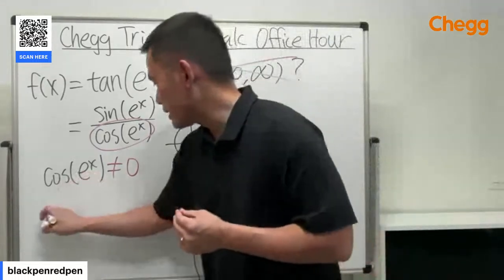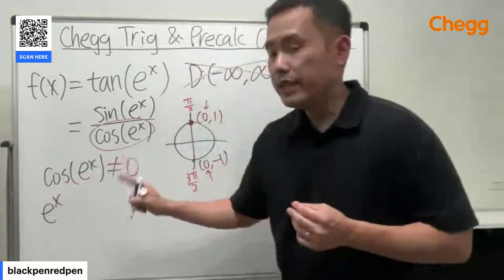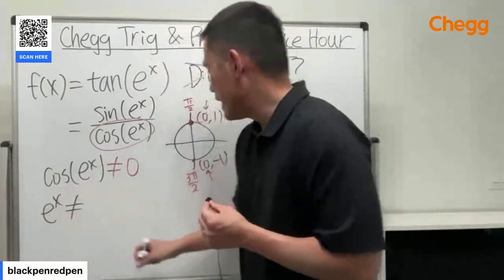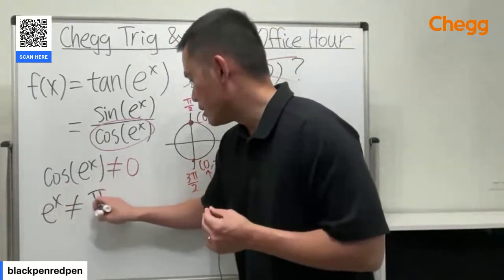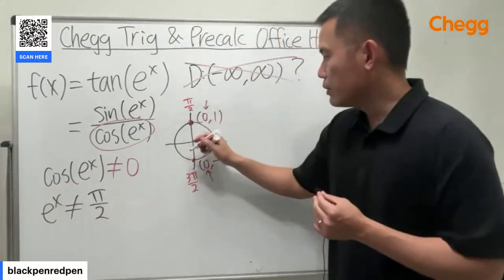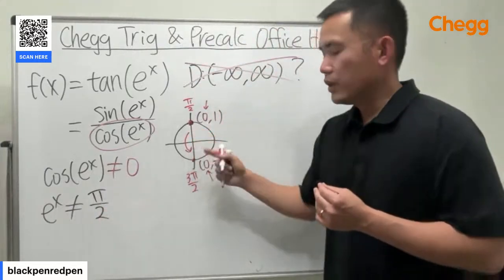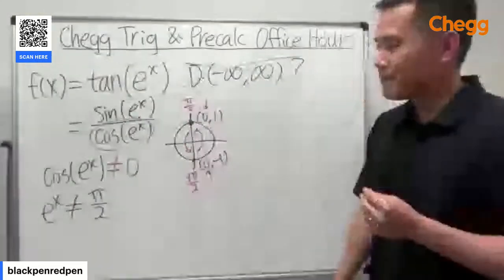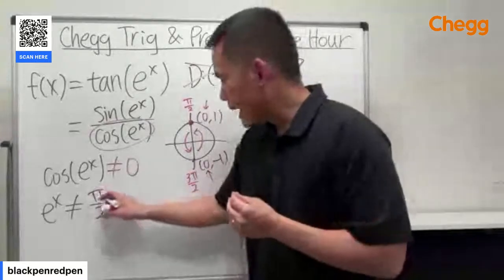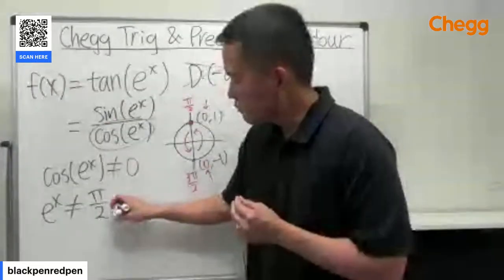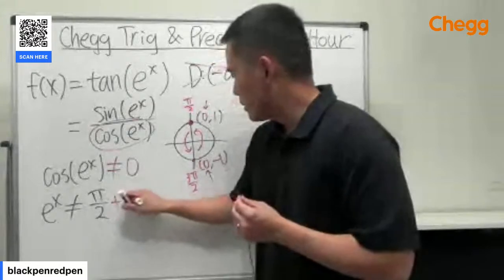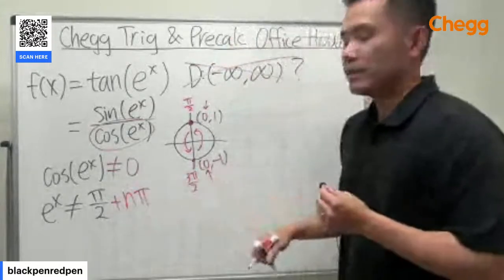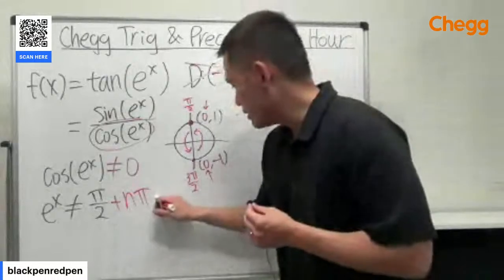Now, this means the input, which is e to the x, we cannot get pi over 2, and then all you have to do is just keep adding pi. Look, right here. You add pi, and so on. So you can go from here to here, there to there, and so on, right? So all you have to do is just plus pi over 2 plus n pi, where n is an integer. Technically, I should say where n is an integer.